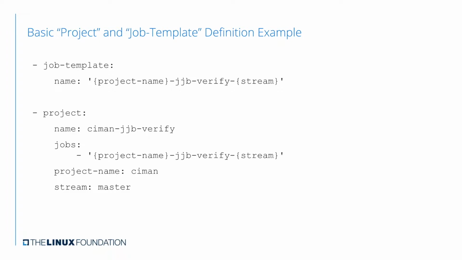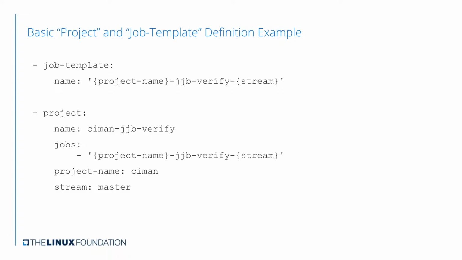The project itself has a jobs definition, which is basically calling that job template. And what it does then is it takes that project name, which in this case is CI-man, and plugs it into the project name, and the stream it plugs in as master.